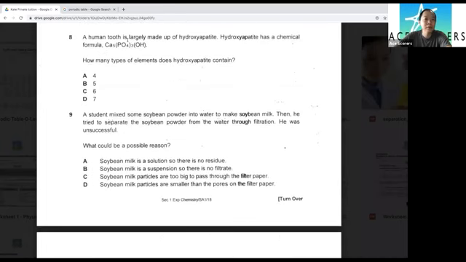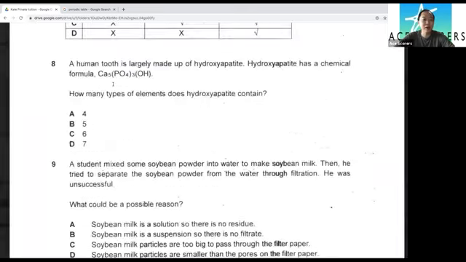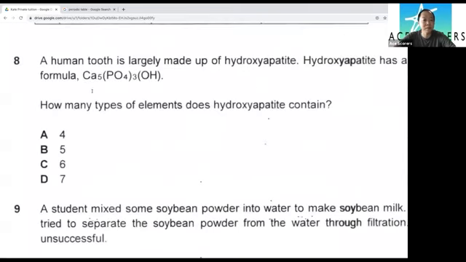Okay, 8. A human tooth is largely hydroxyapatite. You're not supposed to know that, so they're just giving you some weird chemical. How many types of elements does hydroxyapatite contain? Remember, I said the first 20 elements you gotta memorize. Can you remember what is Ca? Oh, I nearly said the answer. What's Ca? Can you hear me? Ca. Yeah, awesome. So this is calcium, P is phosphorus, oxygen, and hydrogen. So calcium, phosphorus, oxygen, hydrogen, 4. So the answer is 4 types of elements.